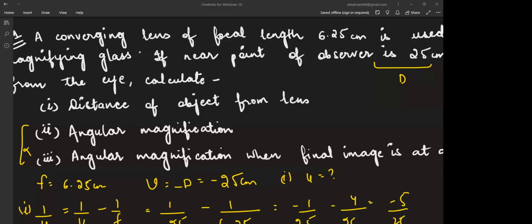Can you read the last point? When final image is at? This is infinity, at infinity.